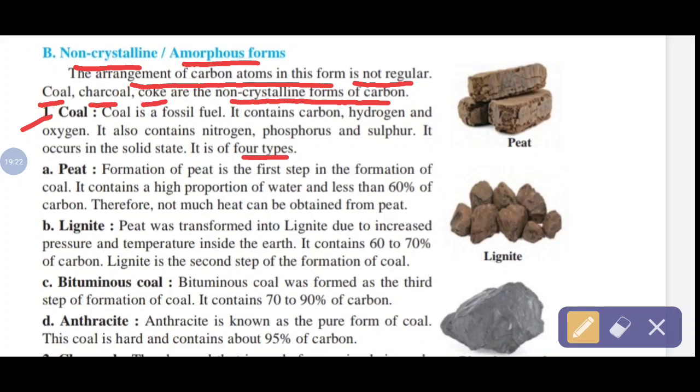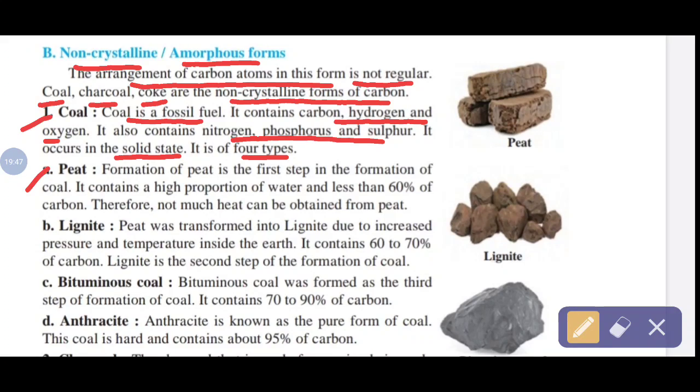So what is coal? Coal is a fossil fuel. It contains carbon, hydrogen and oxygen. It also contains nitrogen, phosphorus and sulfur. It occurs in the solid state. So it is of 4 types. What is the first one?